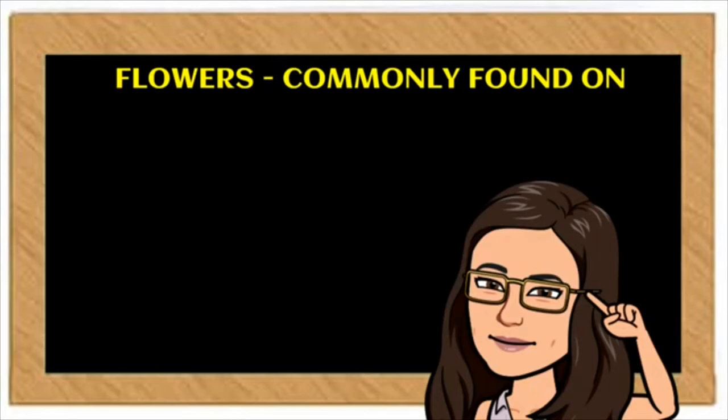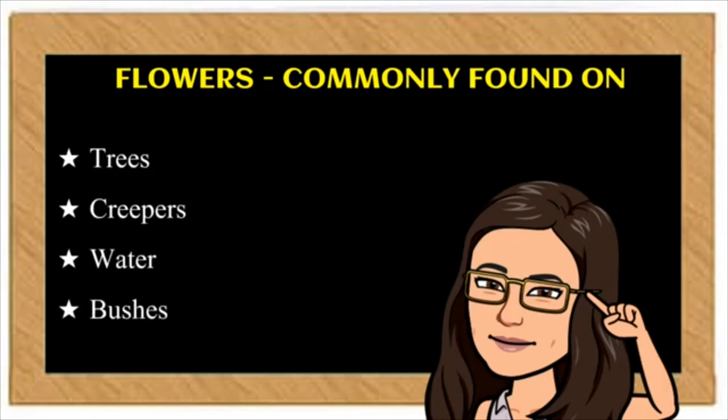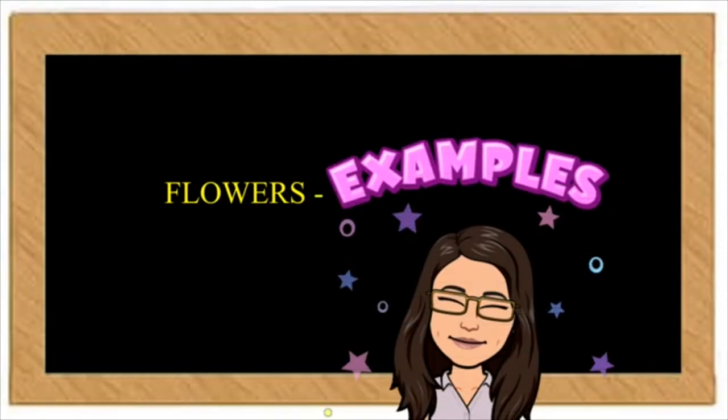These flowers are commonly found on trees, creepers, water and bushes. However, ferns, mosses, liverworts and gymnosperms are a few plants which never flower. Let's go ahead and look at some examples of flowers found on trees, bushes, creepers, etc.